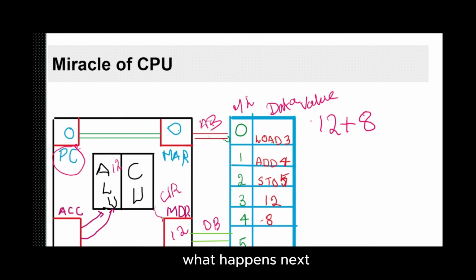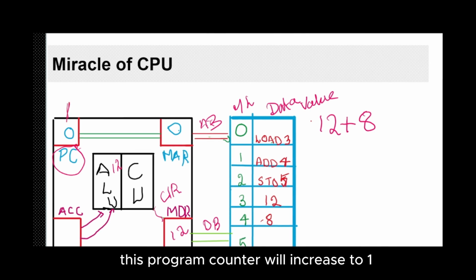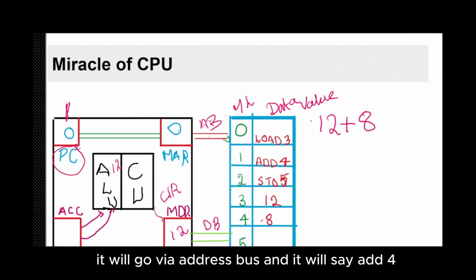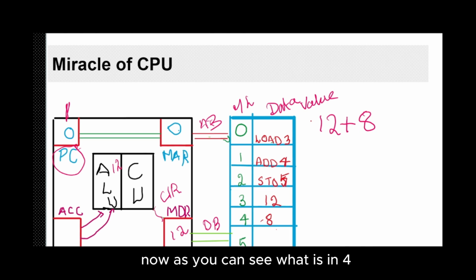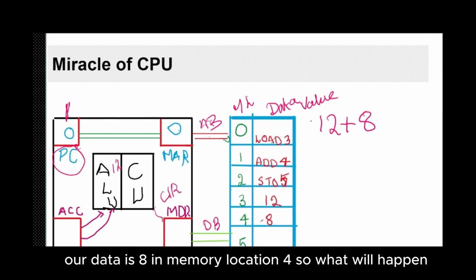What happens next? Now I've asked it to add 8. So what will happen? The program counter will increase to 1. Next, the same process would follow. This instruction is copied into the MAR. It will go via the address bus and it will say add a 4. Now, as you can see, what is in 4? You can see the 4 is now 8. Our data is 8 in 4.